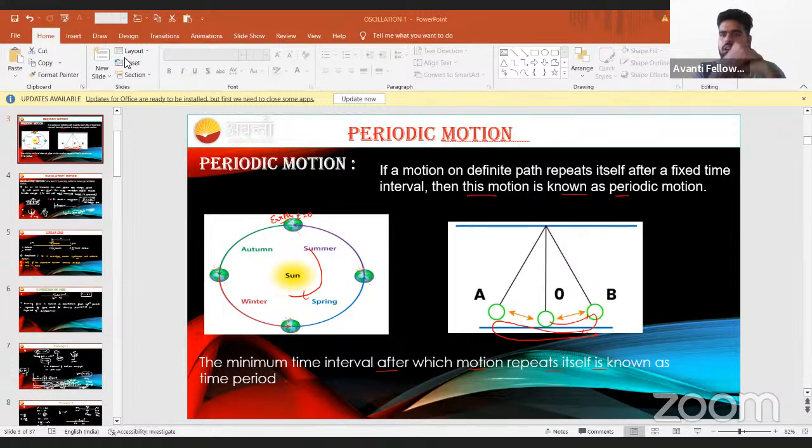As in yesterday's class, we have discussed some basic fundamentals of oscillations.